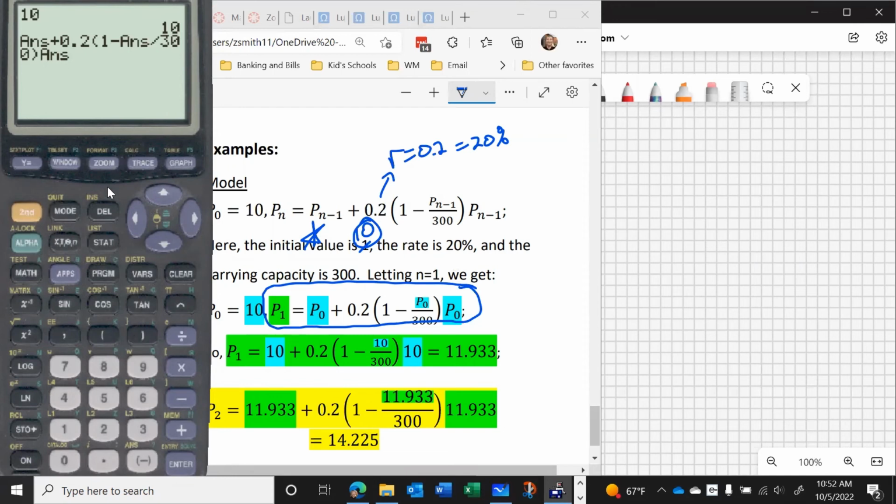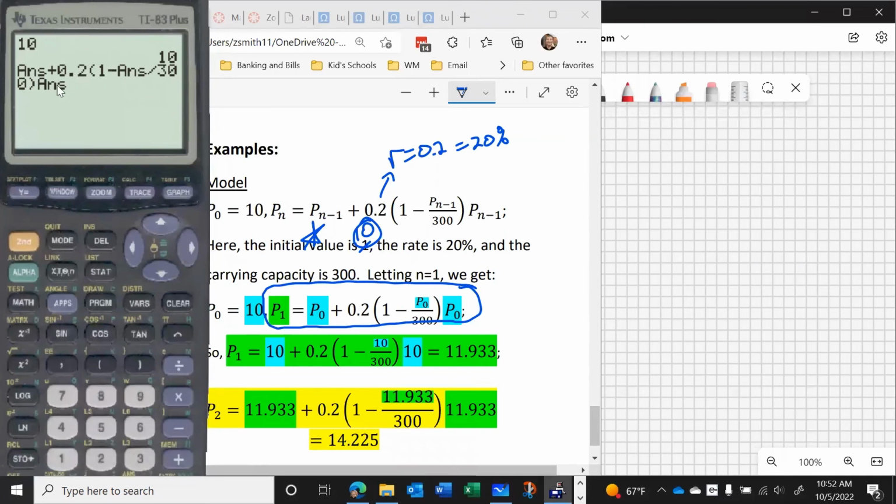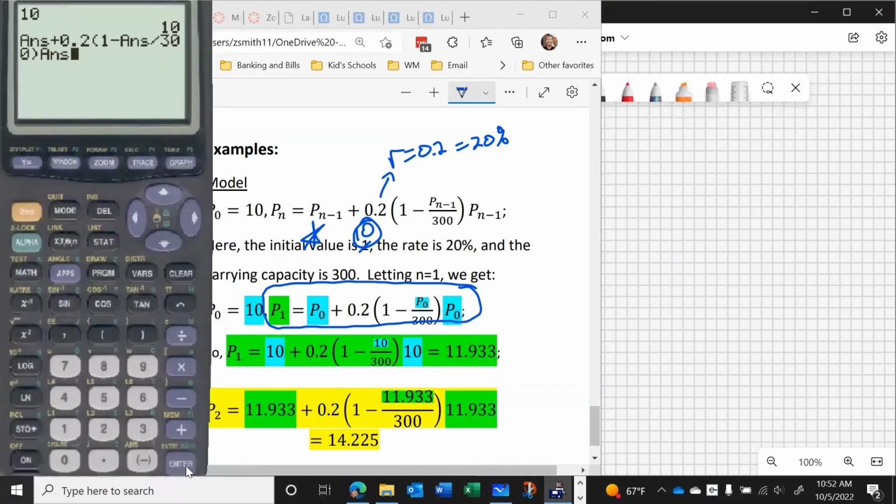If I hit enter now, I've coded the formula where the answer button is currently 10, the initial value, and I'll basically be working this piece out right there. It'll give me 11.933, and you'll see it actually gives me more information than just that. So I have a rounded answer here. That's no good.